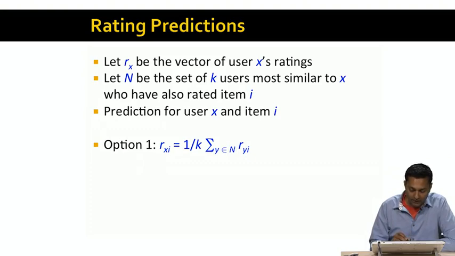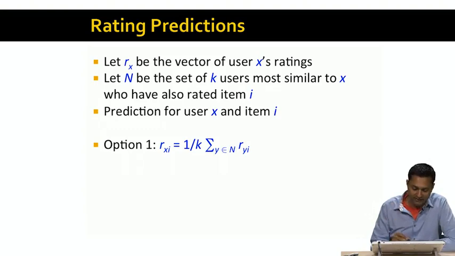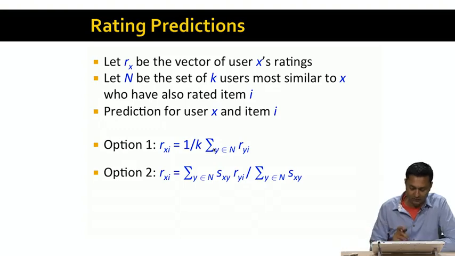Now, option 1 is very, very simple, but it actually ignores the actual similarity values between users. While the neighborhood N consists of users who are similar to user X, there might be a range of similarity values within the neighborhood. It might contain users who are very highly similar to the user X, and a few users who are not that similar to user X. And so what we'd really like to do is to weight the average rating by the similarity values. And that gives us option 2.